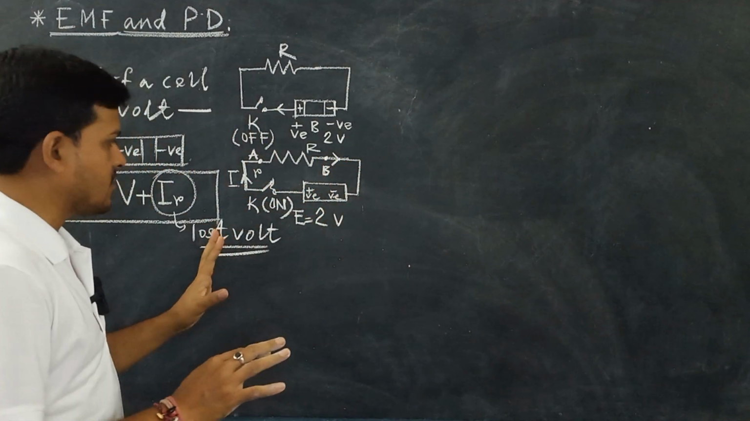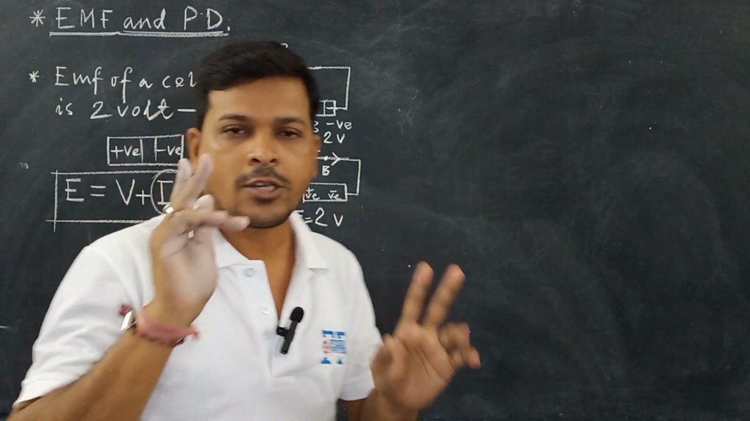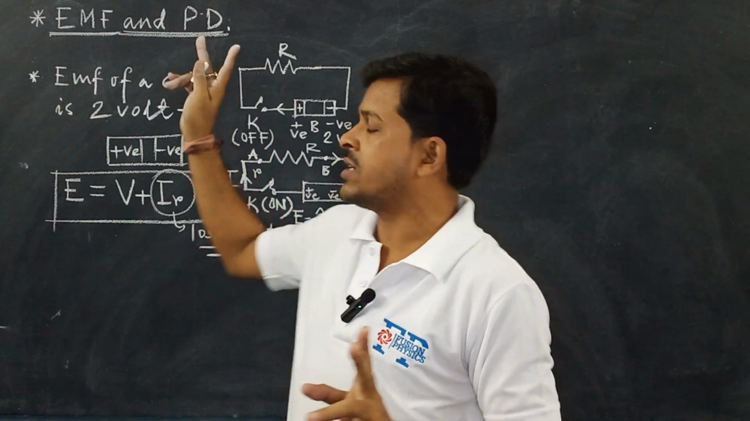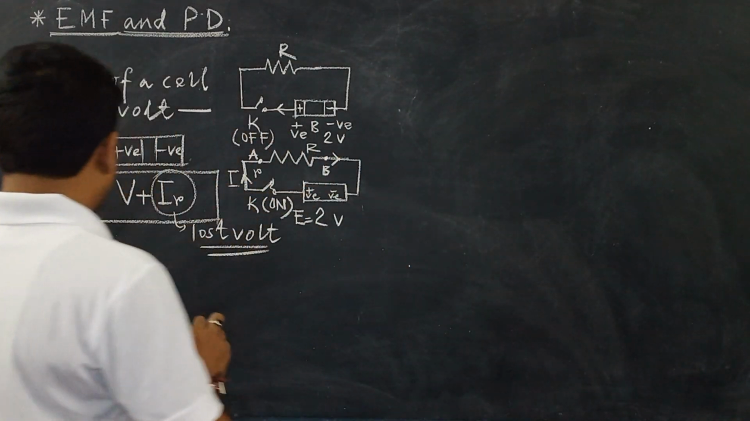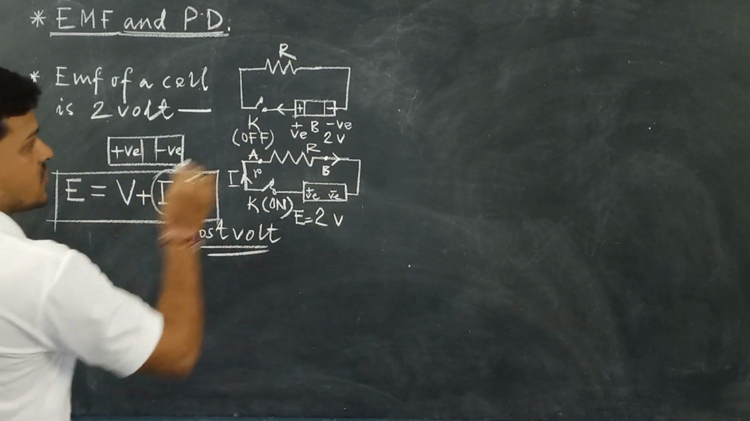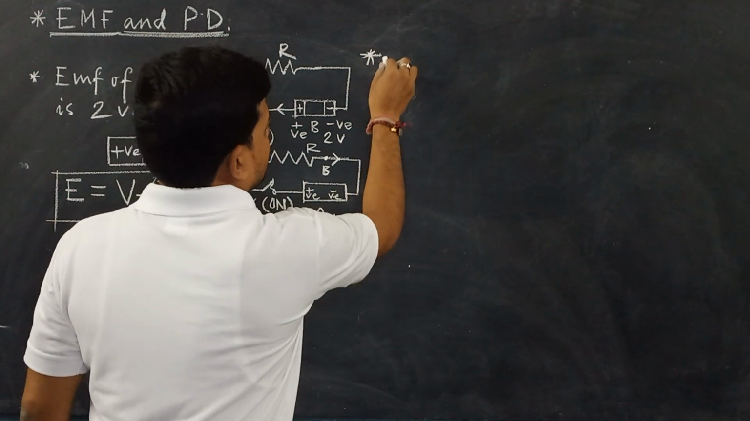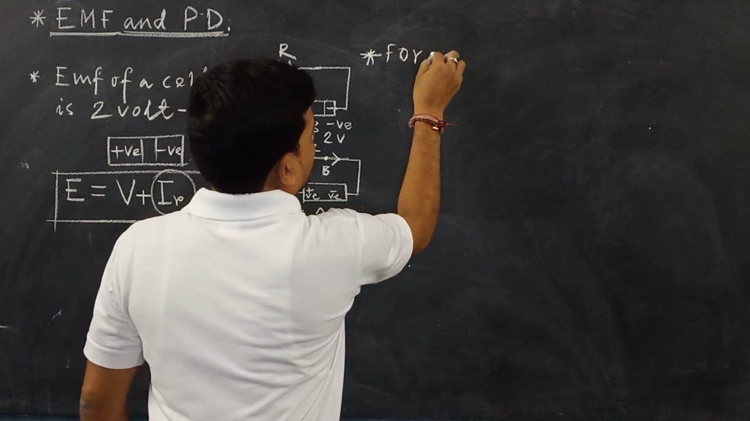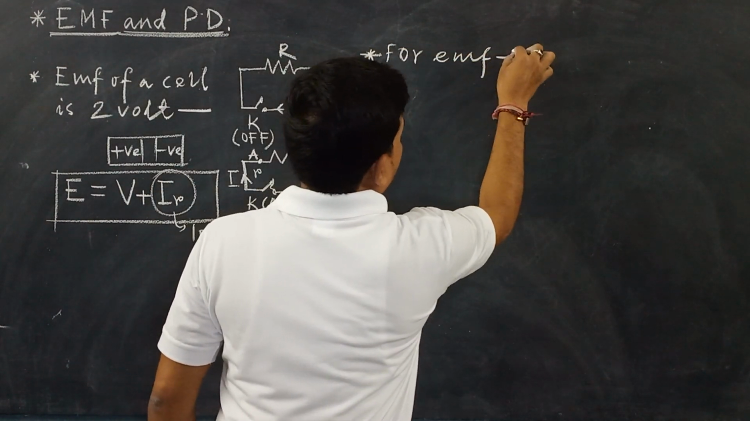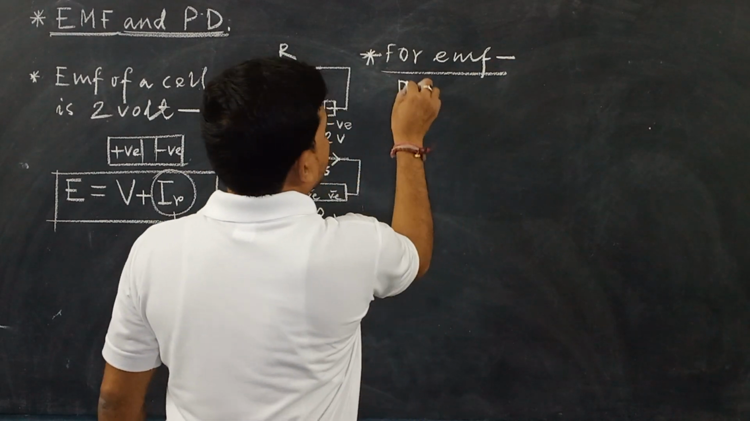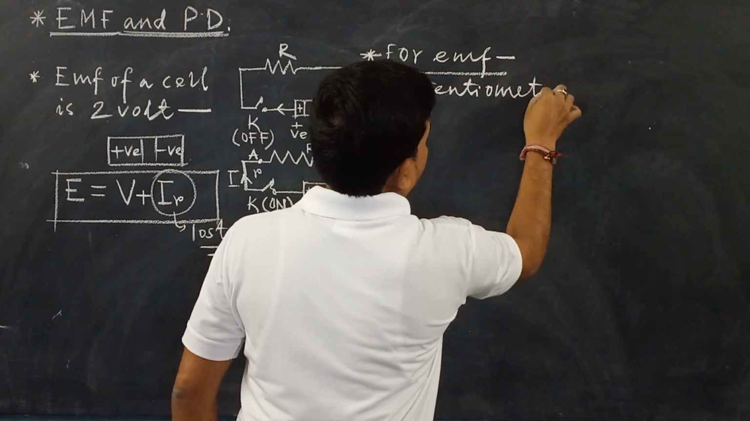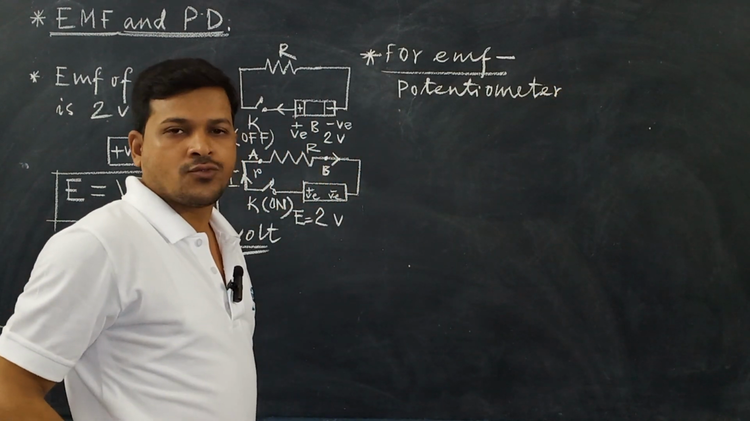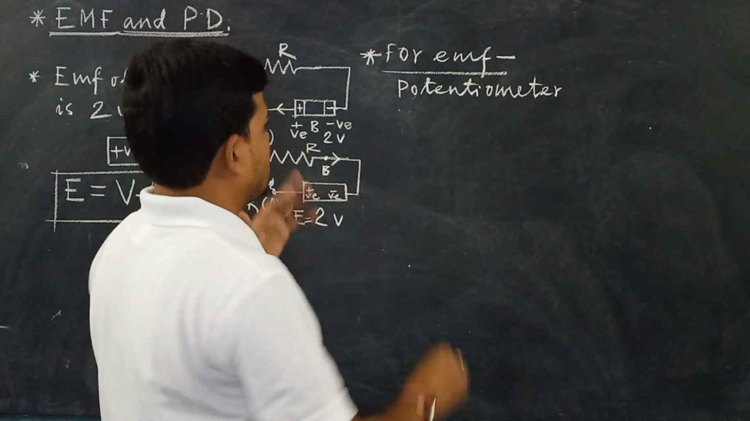So these are the differences, and this is a frequently asked question: two differences between potential difference and EMF. Okay. And next, how can you measure this? The measuring device for EMF is the potentiometer. A potentiometer is a device which helps to measure the EMF of a cell.